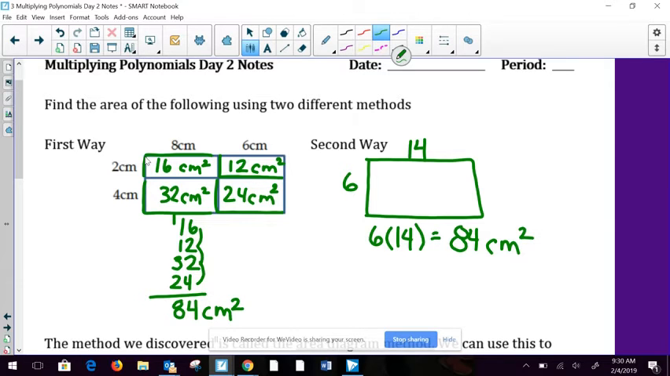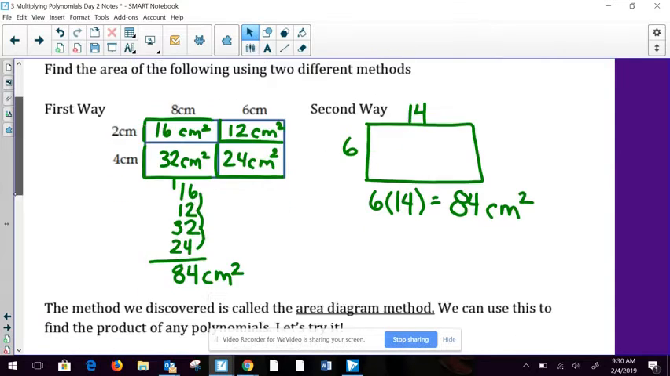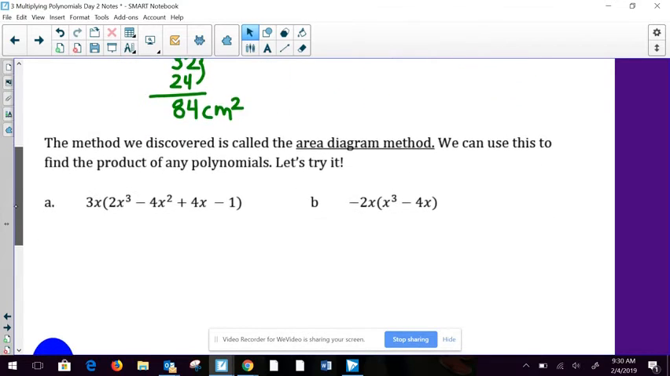Sometimes when you find the area or when you multiply, you have to use this box method to make your information make more sense. So let's go ahead and get started. Letter A looks a lot like something that we were doing yesterday.